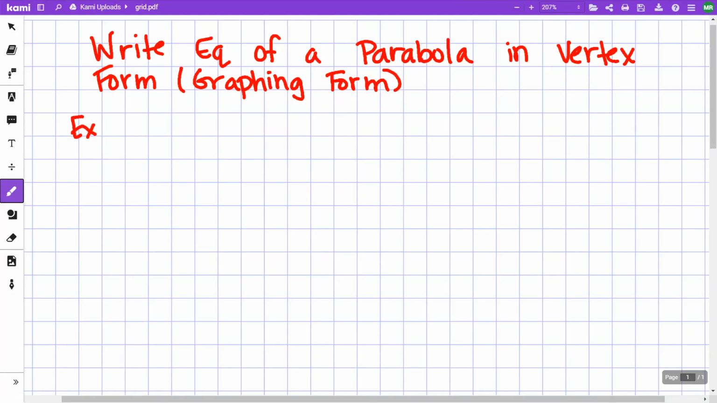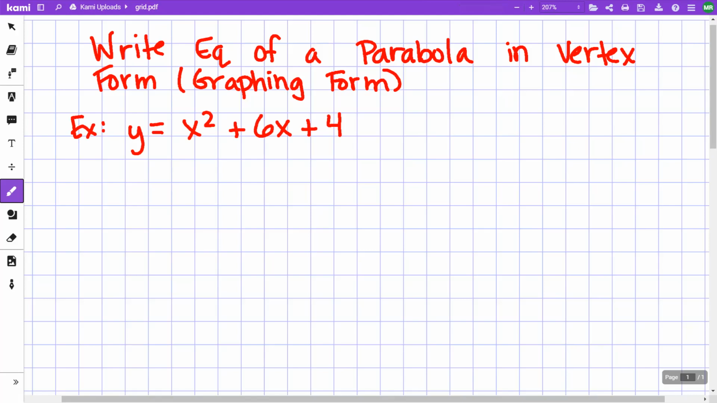So what I'm going to do is give us an example. y is equal to, let's say, x squared plus 6x plus 4. Okay, this one is not one that's going to be nice factorable. So how would I do this?